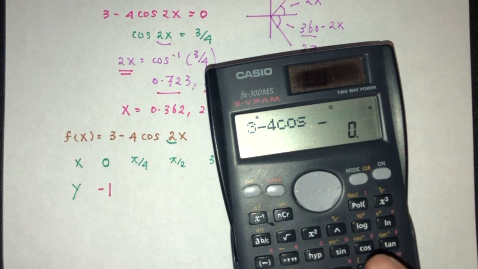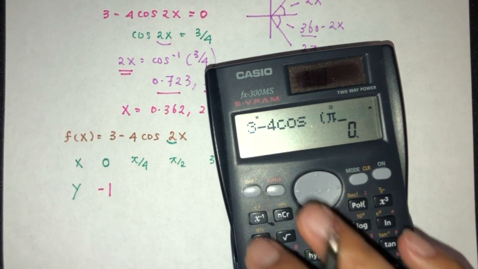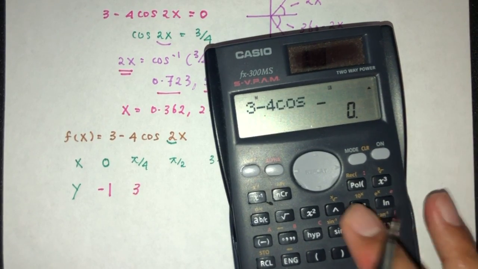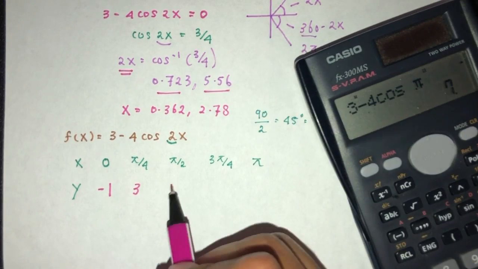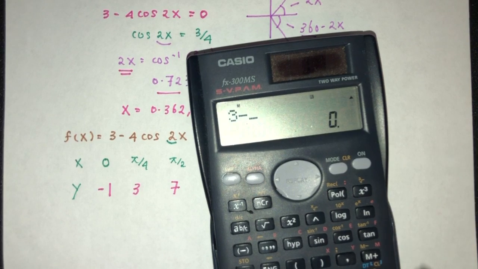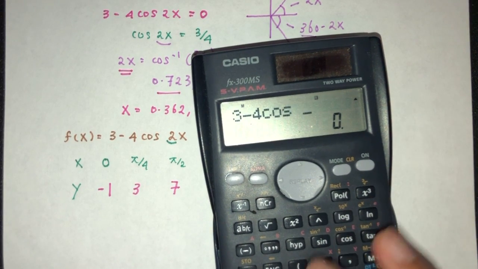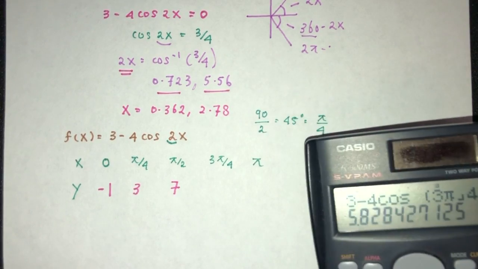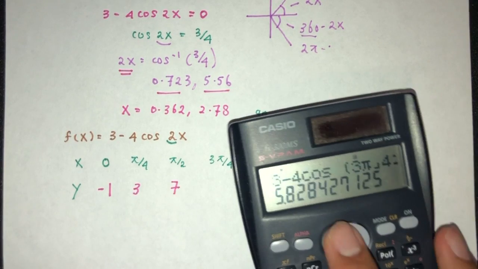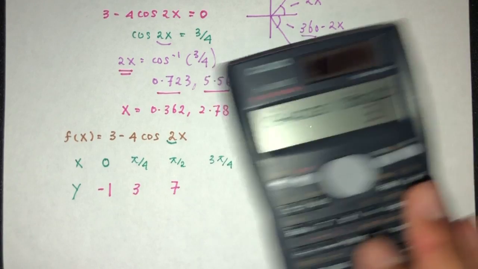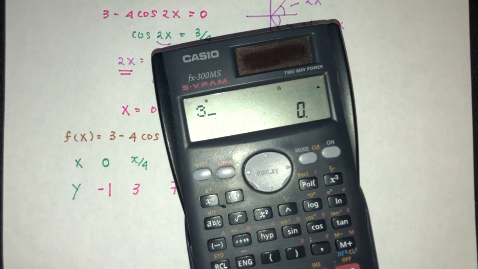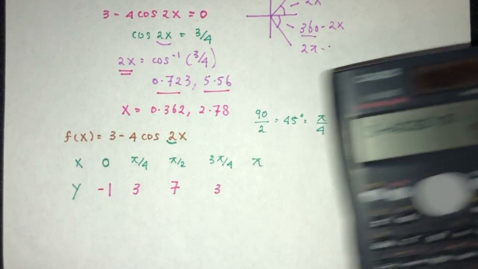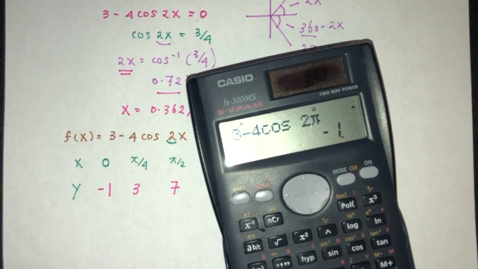3 minus 4 cos of pi over 2, that will be 3. 3 minus 4 cos of pi, that will be 7. 3 minus 4 cos of 3 pi over 4, that should be the value of... I'm missing a 2 here, my apologies, that should be 2, that should be exactly 3. And finally we have 3 minus 4 cos of pi, that should be 7. So again, missing a 2 here, 2 pi, that should be minus 1.